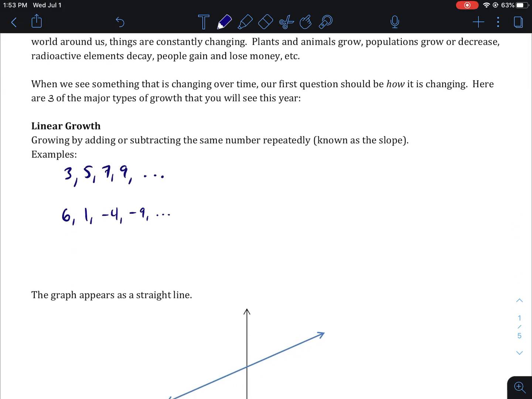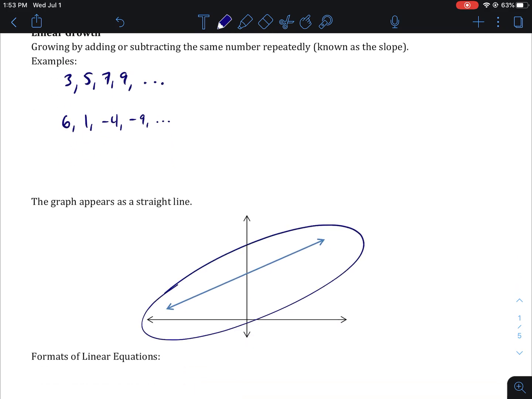It's just linear growth. As you can see here, it's growing by the same number by adding or subtracting over and over again, and this number is called the slope. If you think about it, if you're growing by the same pace all the time, you just grow like this. It's just level amounts. It's steady. It doesn't accelerate, doesn't decelerate. It just stays even the whole time.